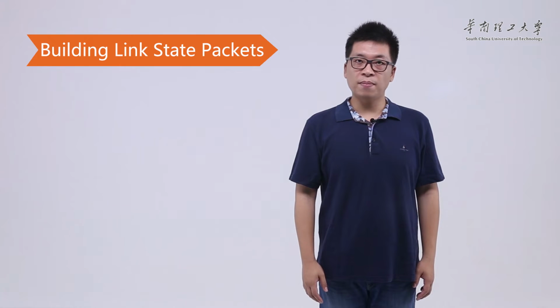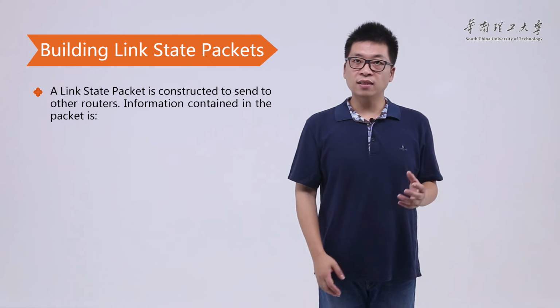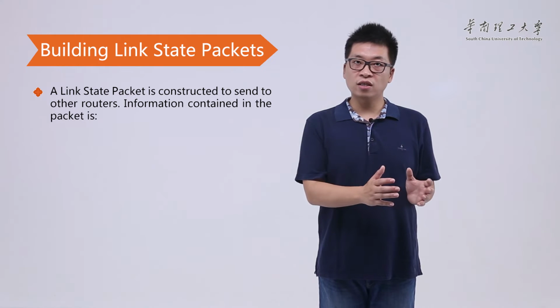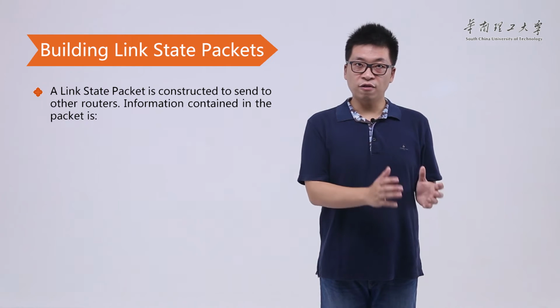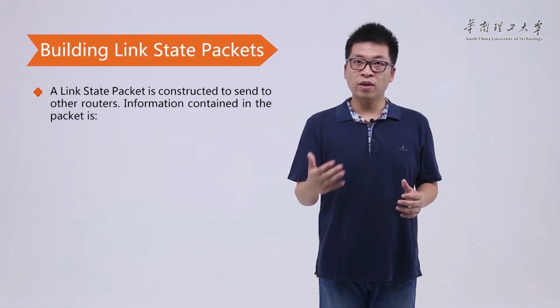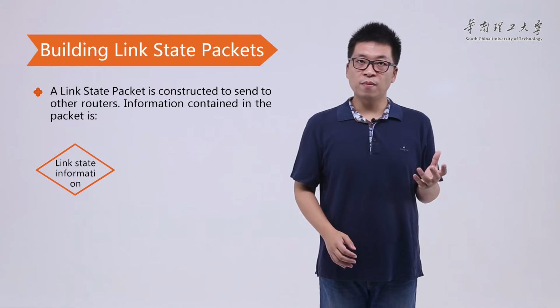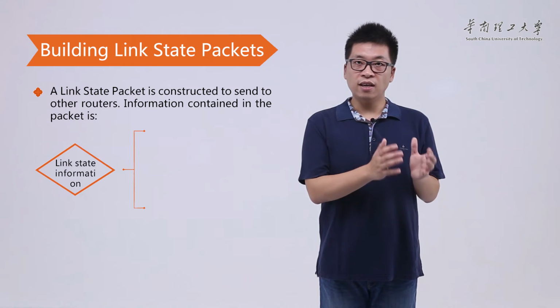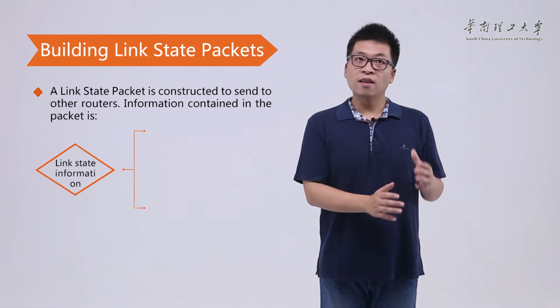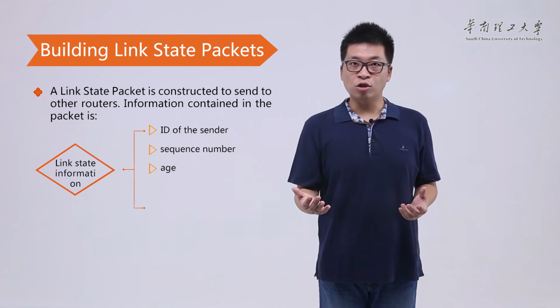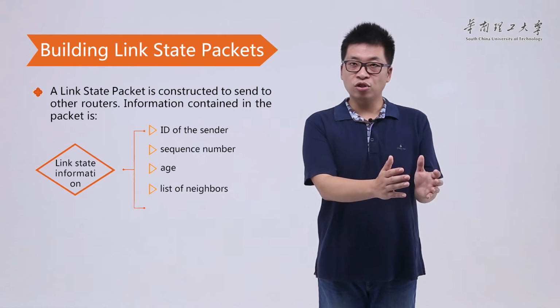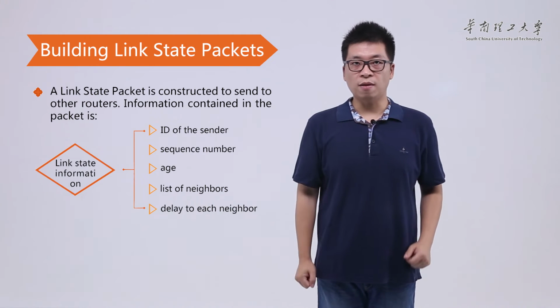Building the link state packet. A link state packet should be constructed to send to other routers, telling them the information about its neighboring nodes. Information contained in the packet includes the ID of the sender, sequence number, age, a list of the neighbors, and the delay to each neighbor.